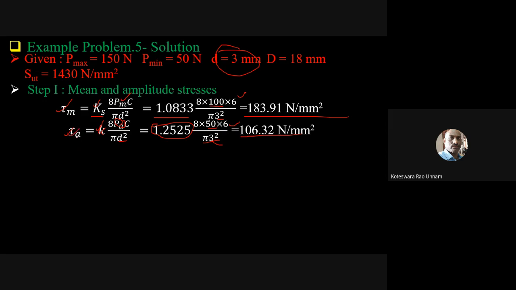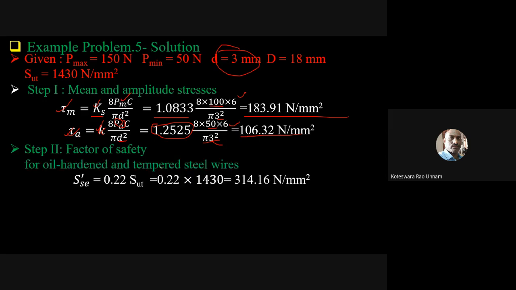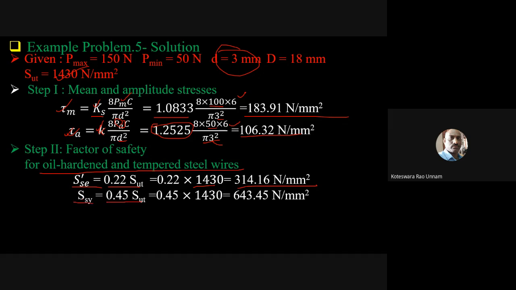So once you have mean stress and amplitude stress, then you need to calculate the factor of safety by choosing those two parameters, that is material properties. For oil hardened tempered steel wire, your S_sc dash is 0.22 times S_ut. S_ut is given as 1430 Newton per mm square. If I substitute that, I'll get S_sc dash as 314.16 Newton per mm square. Then similarly, you require S_sy, that is yield strength in shear. S_sy is 0.4 times S_ut. Substituting that S_ut value, we'll get it as 643.45.